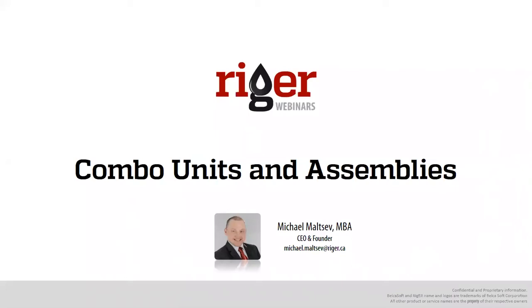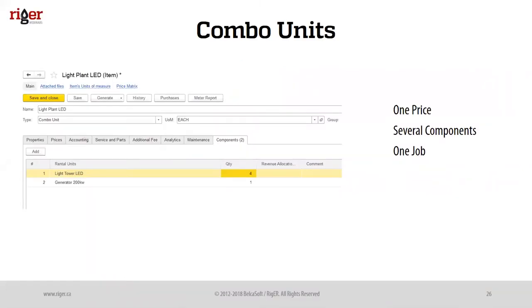So today I will show you combo units and assemblies and packages. So let's start with the combo units. The combo units are a specific setting in RigER. We use combo units when we have one price and several components, and usually the combo units are used for one particular job.